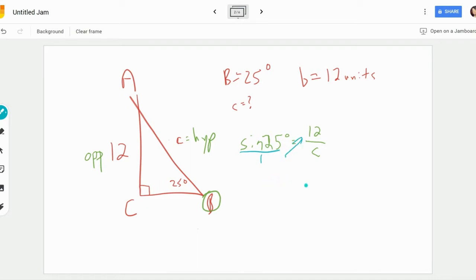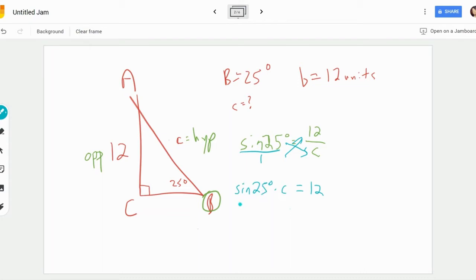1 times 12 is 12. And sine of 25 times c is sine of 25 times c. And this is just basic algebra. We get really scared about this early on in trig because we're just not used to seeing this goofy thing. But it's a function, and when you have its input, it's gonna be a number, some decimal.